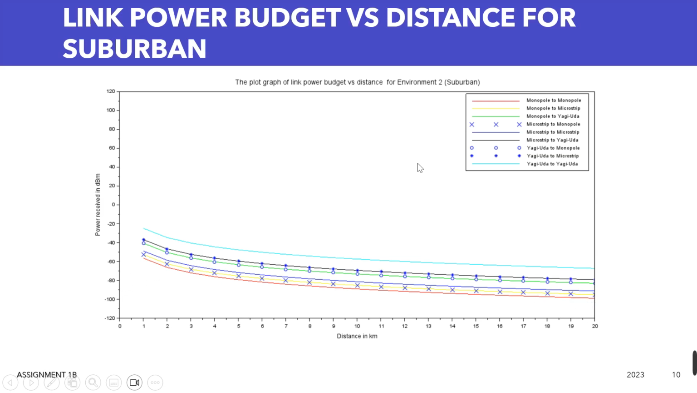While the highest one is Yagi-Uda to Yagi-Uda, for 1 kilometer, it is around negative 25 dBm. While for the 20 kilometer, it is around negative 55 dBm.